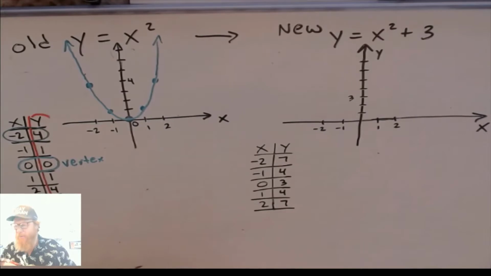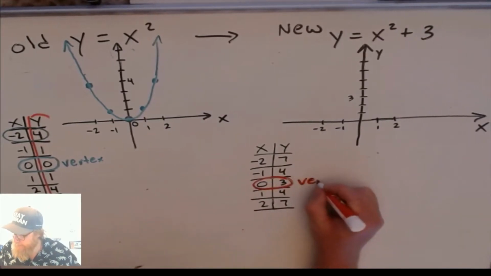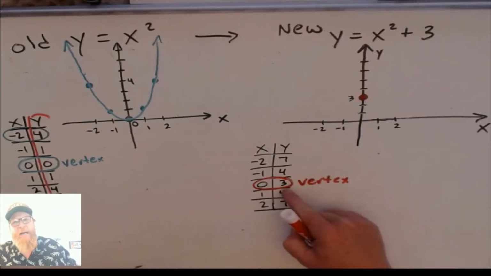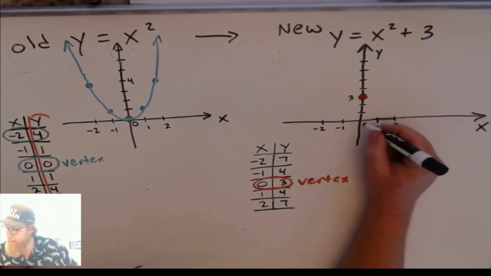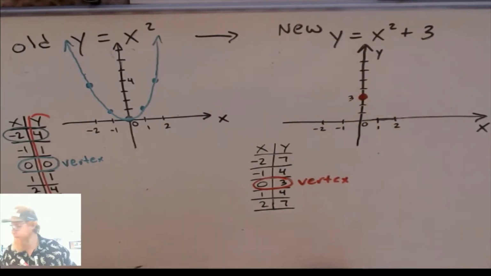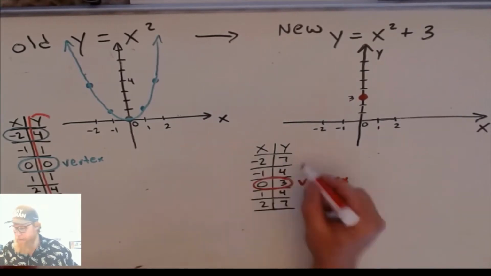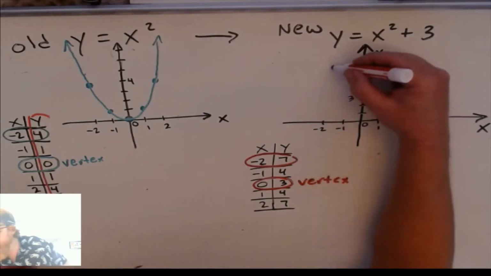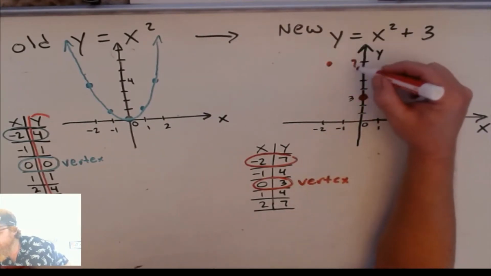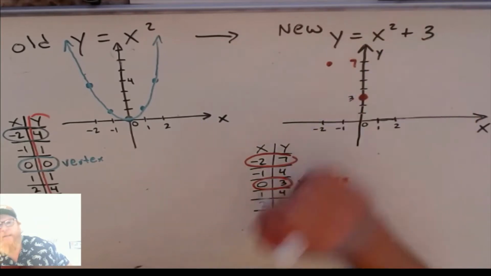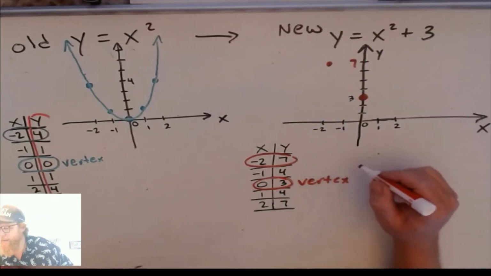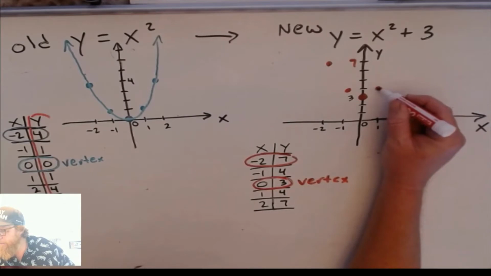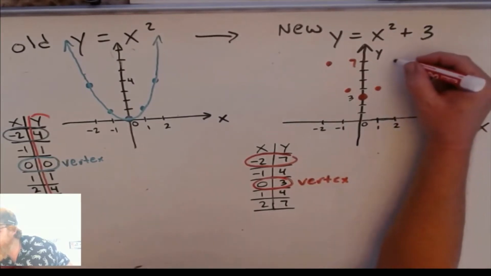All right, and again, you want to plot the vertex first. So the vertex is at 0, 3. So x is 0 and y is 3. Then pick any other point besides the vertex. I usually just go with the first one as long as it fits: -2 and 7. So that's 7 right there, right? 3, 4, 5, 6, 7. Now I'm going to do all of them. So -1 and 4, right about there, +1 and 4, and then +2 and 7.